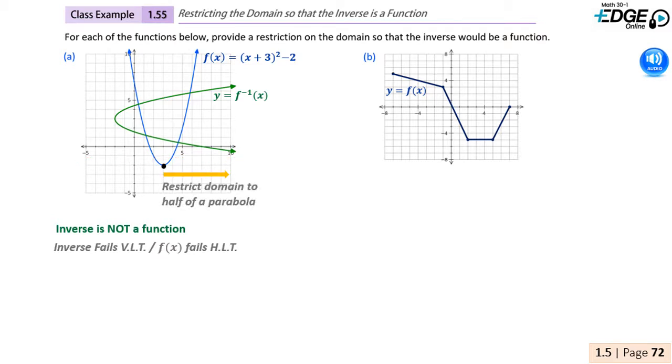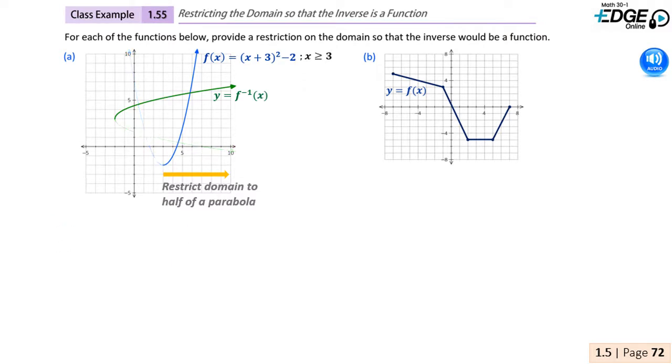As an example, if we restricted the domain to only the right half of the parabola, then our blue graph would look like this. This is the domain of all values of x greater than or equal to 3. And as a result, the inverse, which is the green graph, would no longer fail the vertical line test. Now it is a function.